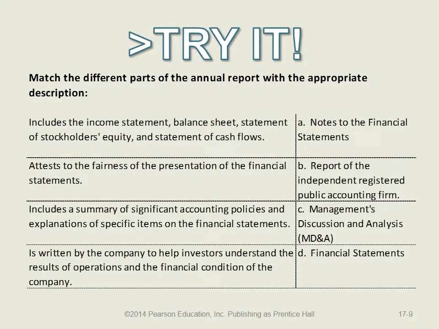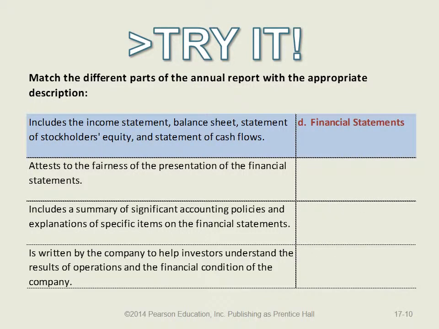Okay, so you've got a couple different options here. Match the different parts of the annual report with the description of which report we're talking about. Financial statements include the income statement, balance sheet, statement of stockholders' equity, and statement of cash flows. The financial statements, that one's pretty easy.